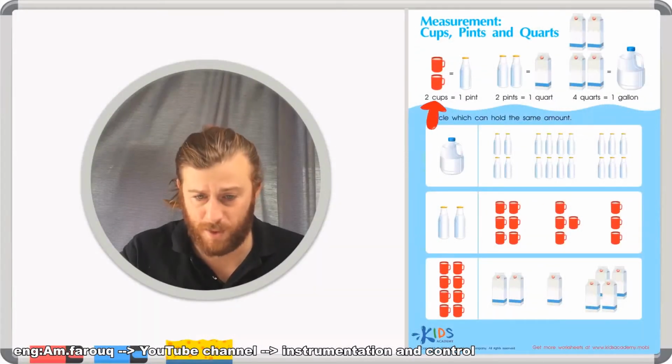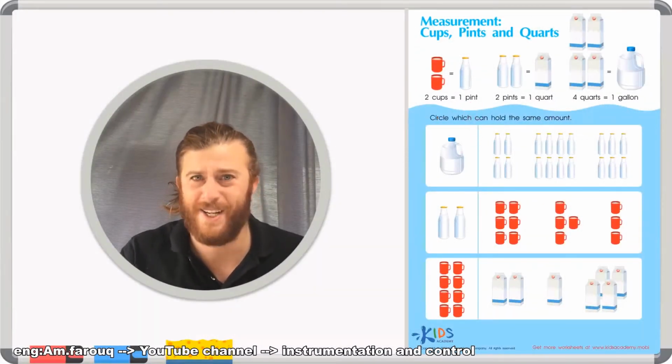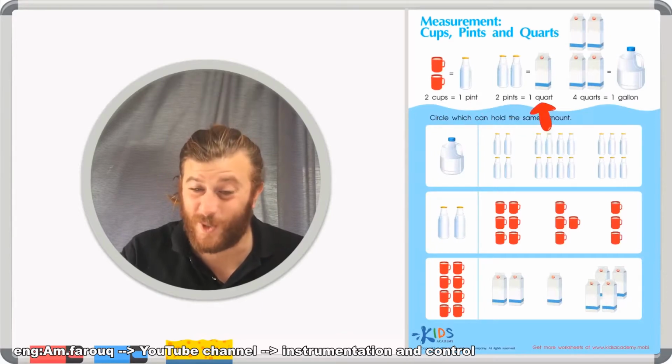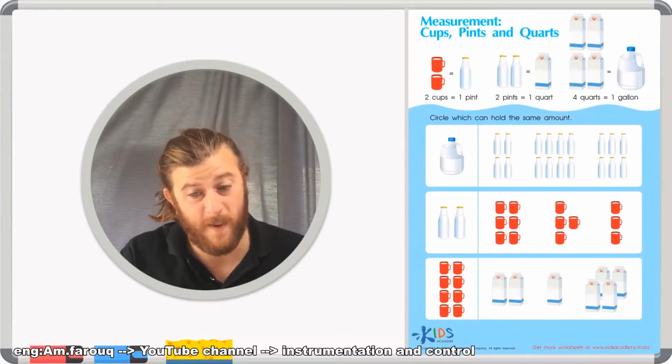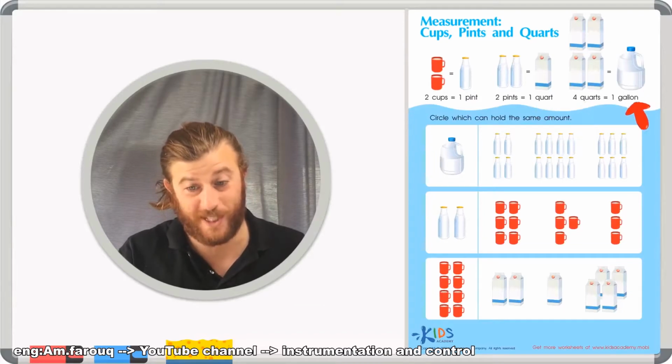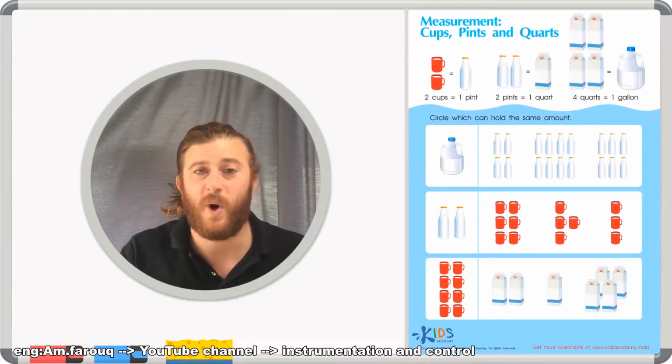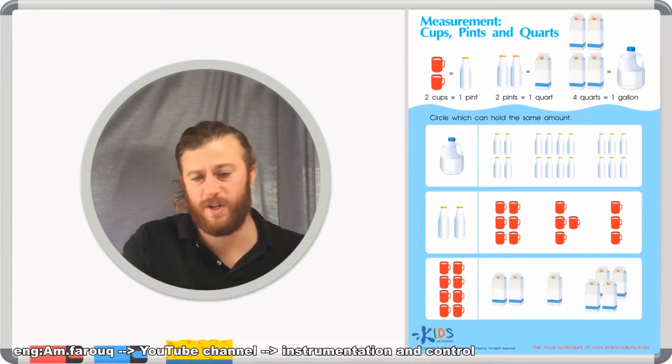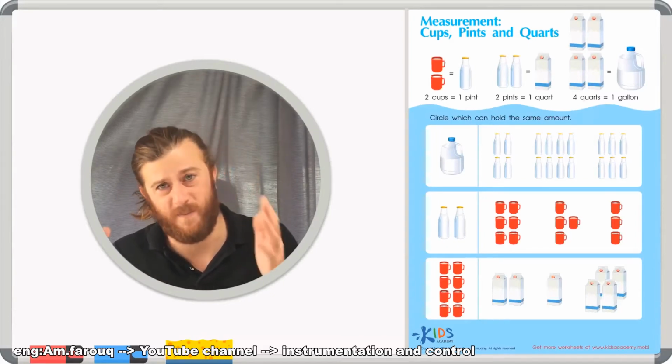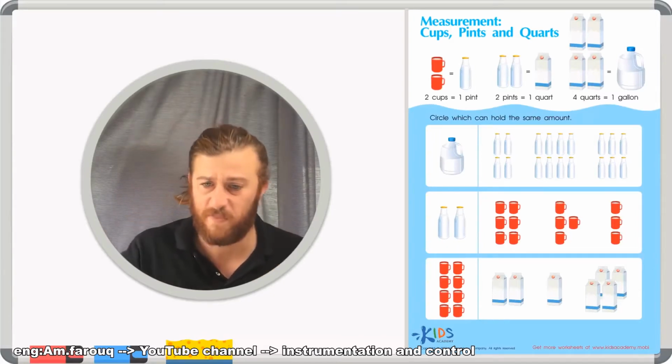2 cups equals 1 pint, and 2 pints equals 1 quart. And finally, 4 quarts equals 1 gallon. You can also read this information backwards, meaning making the units from big to small.